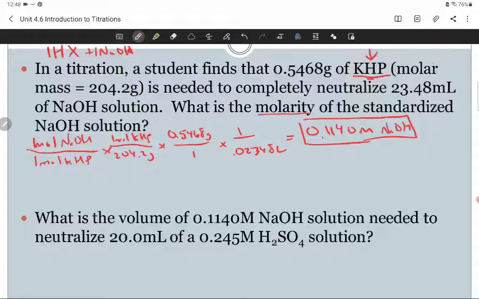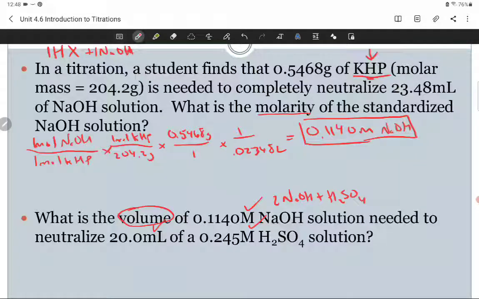Okay, now part two, I know it looks like a separate question, but it's really part two, is with our standardized solution. So we have a molarity, we have a volume and a molarity, and we're asked a volume. Is it a 1-to-1 ratio? It is not a 1-to-1 ratio this time. Sodium hydroxide, we're going to need 2 of these, and I'll show you in a second why.